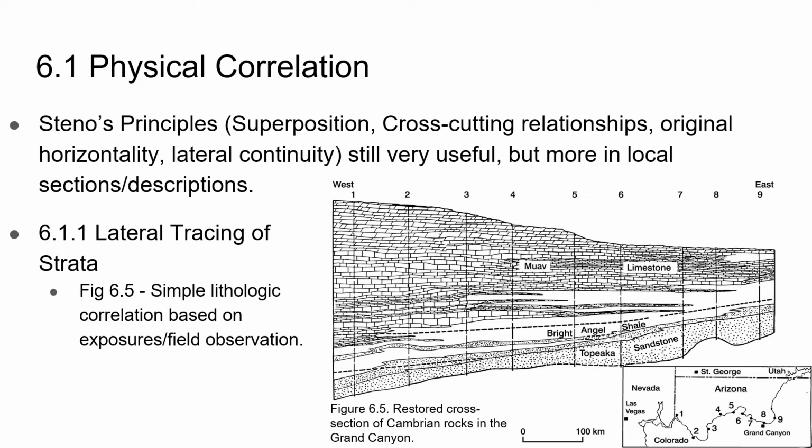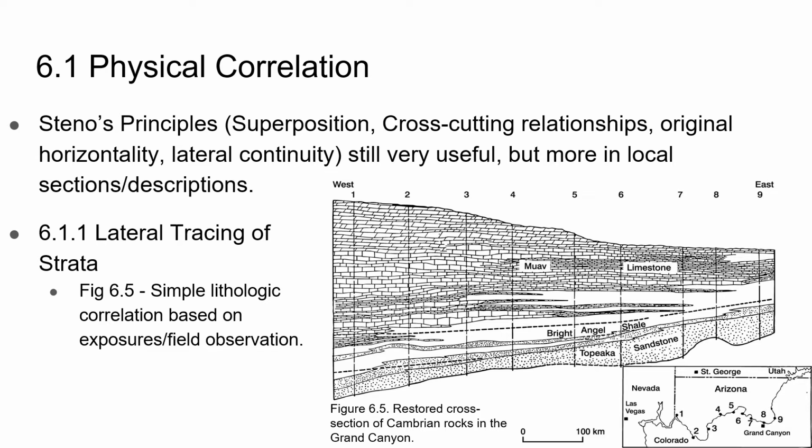So here in figure 6.5, you're looking at part of the Cambrian rock section of the Grand Canyon. So you're looking at the parts around Arizona. And simple lithologic correlation, and this of course is going to be based on exposures that you have access to and direct field observation. But what I want to point out here is we're looking at 9 different sections over hundreds and hundreds of kilometers correlating across.